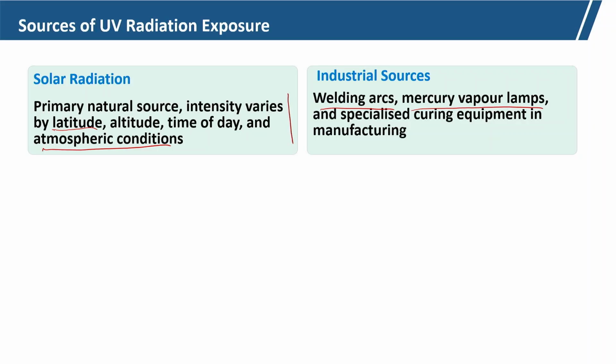A mercury vapor lamp is a good source of UV rays. So, we should protect ourselves from that. People working in that environment should be protected.